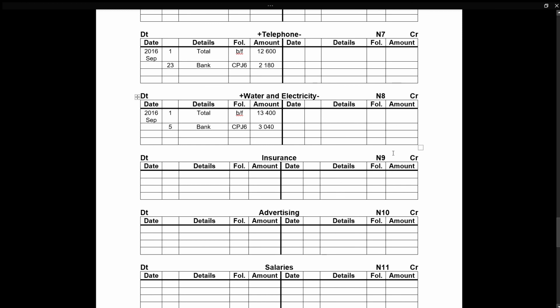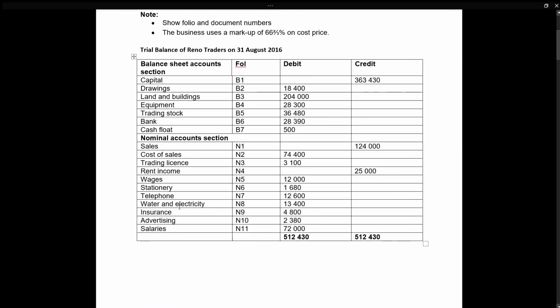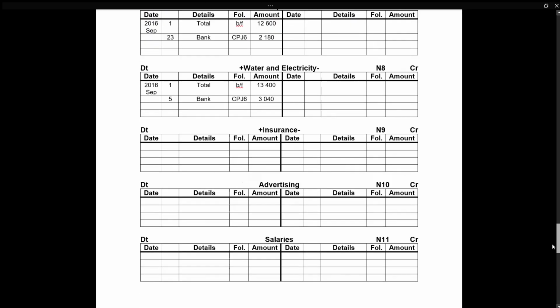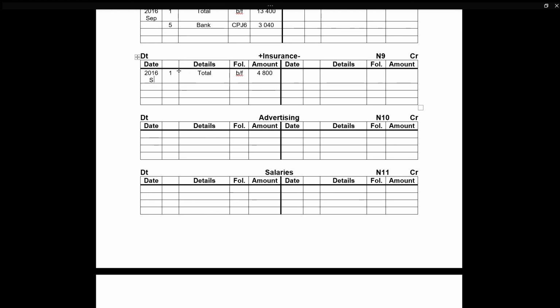There you go. Right, insurance, also an expense account, so plus, minus. Let's see if we have an opening total. Insurance, yes, 4,800 rand. Folio will be brought forward. My details will be total, and my date will be the 1st of September 2016.